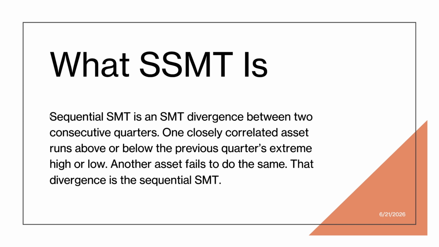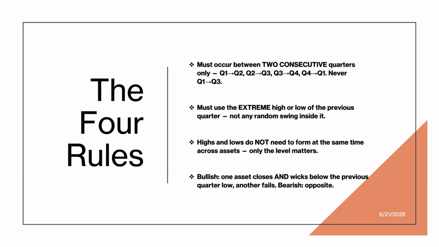What sequential SMT simply is, is an SMT divergence between two consecutive quarters. One closely correlated asset runs above or below the previous quarter's extreme high or low, and another asset fails to do the same. That divergence is the sequential SMT. You might not understand what the context simply is, but I will show you how to apply it and how to understand it more deeply.